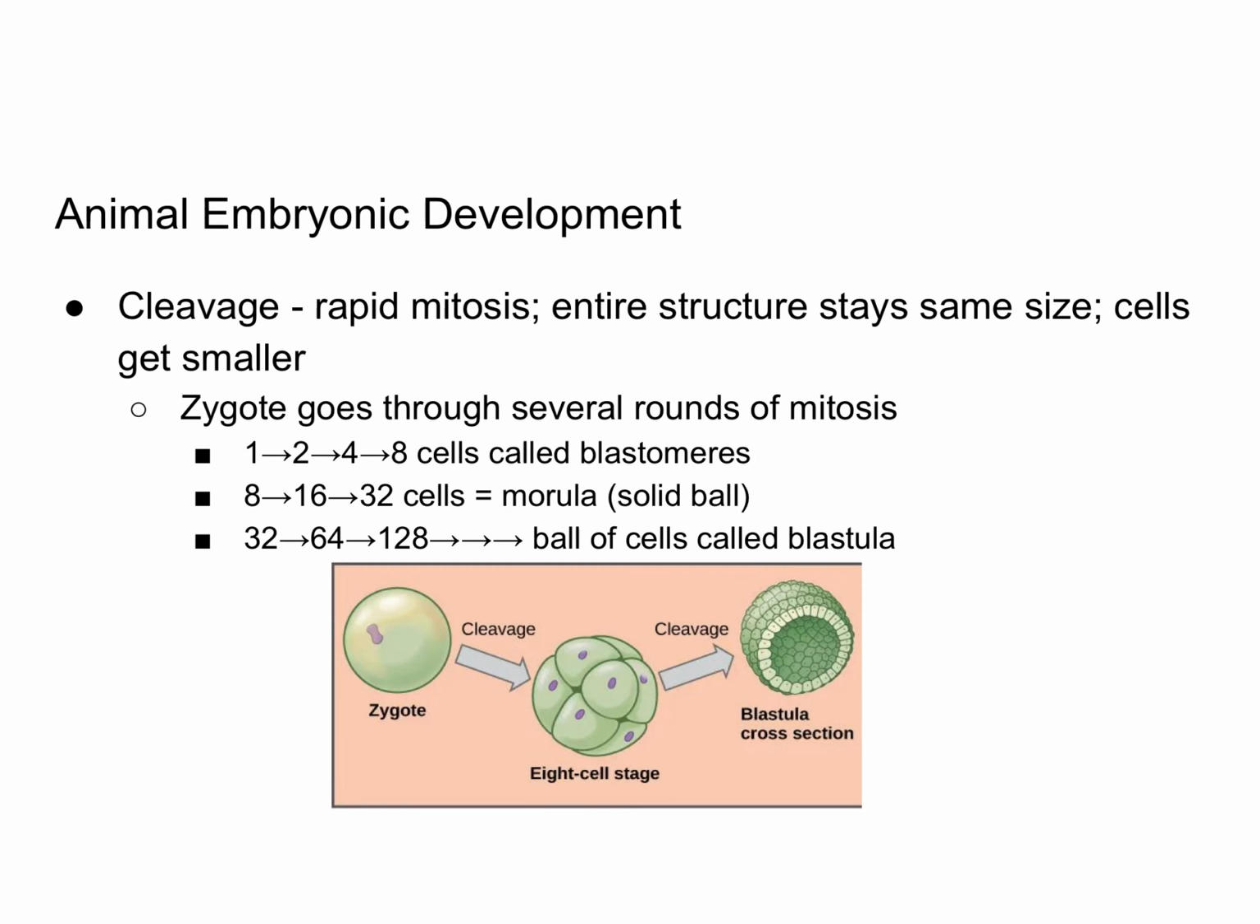In this video, we're going to talk about animal embryonic development. Before we talk about embryonic development, let's do a quick refresher on what a zygote is and how it is formed. So a zygote is formed when a sperm fertilizes an egg.